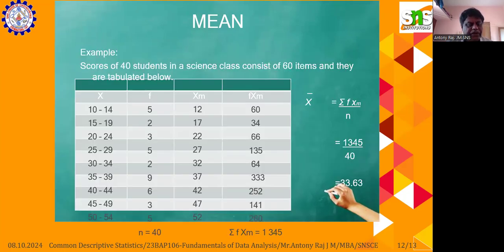We get a simple sum here where we have the class intervals 10 to 14 up to 54. Then we have the frequency. Then we find the midpoint of each class interval by lower limit plus upper limit divided by 2. Then we multiply, and we get the summation. The summation of f into xm is 1345, divided by 40, the number of data points. So 33.63 is the mean of this particular grouped data.